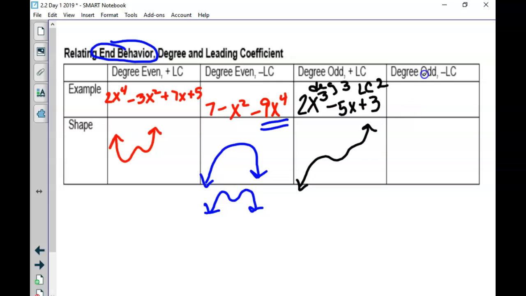Okay? A negative leading coefficient might have just a negative x to the 5th plus x to the 4th minus 2x squared plus 9. I have no idea. But when you have a negative out front and it's an odd degree, the left end will go up. Okay, I don't know what these are doing in the middle. I'm just looking at the end behavior. Everybody okay?